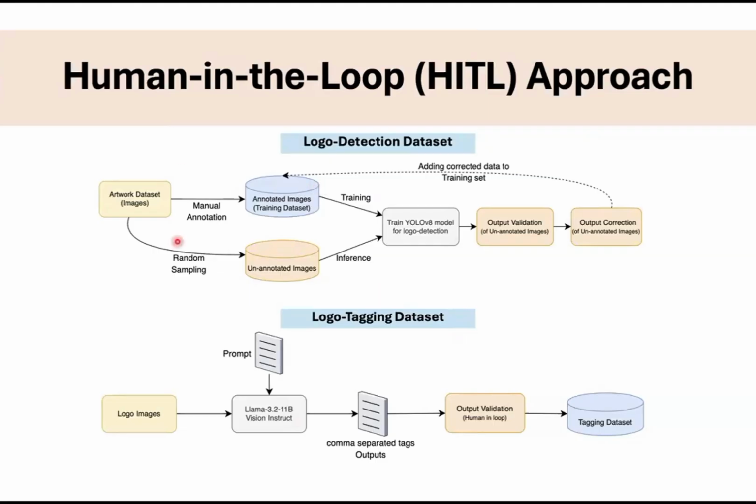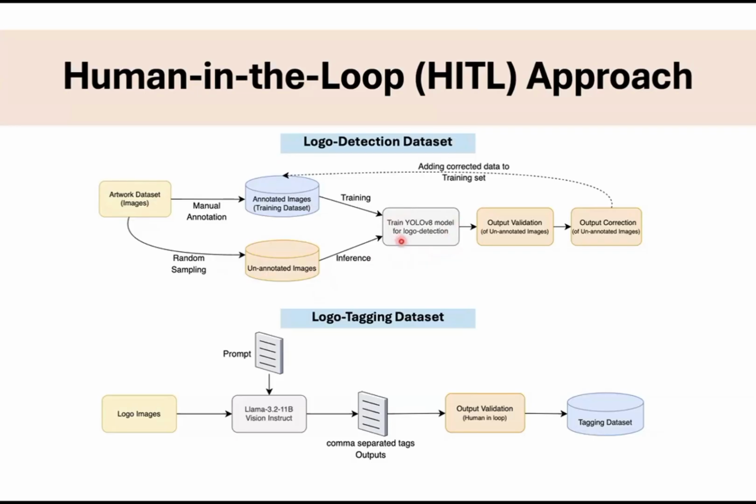Let's look into how we prepared the logo detection dataset. First, we have on our hand a lot of artwork images, which we call the raw dataset here. We randomly sampled and prepared manual annotations of a fraction of these images and put them into a database called annotated images. After that, we trained a preliminary YOLO V8 model for logo detection. Once this training was done, we again randomly sampled without replacement from the artwork dataset and got some unannotated images on which we ran inference with the preliminary model.